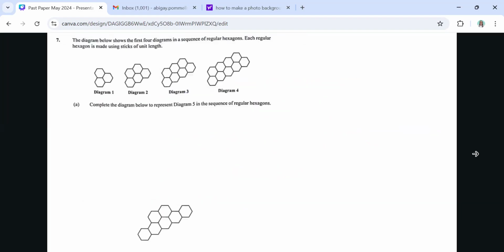All right, moving on. This says the diagram below shows the first four diagrams in the sequence of regular hexagons. Each regular hexagon is made using sticks of unit length. Complete the diagram below to represent diagram 5 in the sequence of the regular hexagons. Based on the pattern, diagram 1, diagram 2, diagram 3, diagram 4.